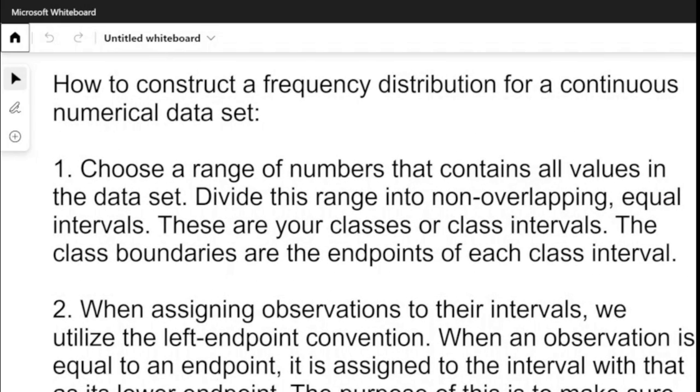Now, to construct a frequency distribution for a continuous numerical data set, you would first need to choose a range of numbers that contains all the values in the data set. Then you want to divide this range into non-overlapping equal intervals. These are your classes or class intervals. The class boundaries are the endpoints of each class interval.